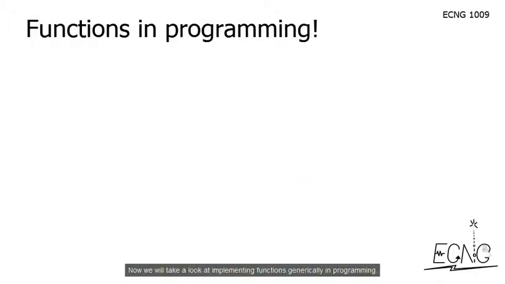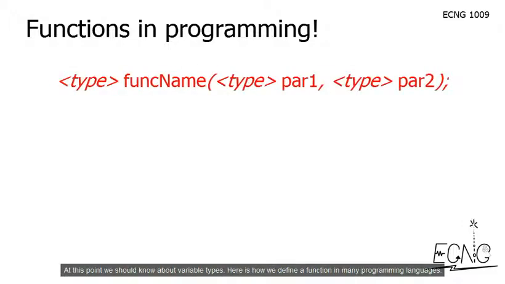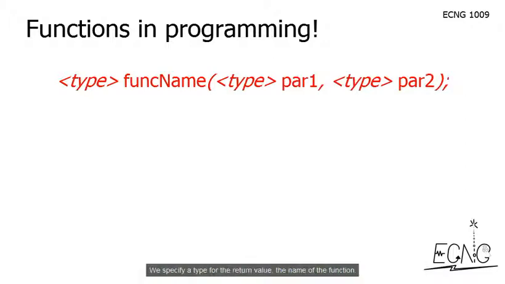Now we will take a look at implementing functions generically in programming. At this point we should know about variable types. Here is how we define a function in many programming languages. We specify a type for the return value, the name of the function. Also any parameters the function may take, including their type and name. Here are some examples in C++.